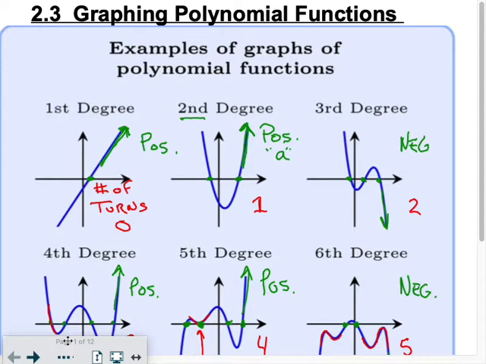So we're just going to run through some examples of what these graphs could look like based on just the degree of the function, right? So that's the largest exponent. So first degree, that's a linear function. And it looks like this line right here, right?